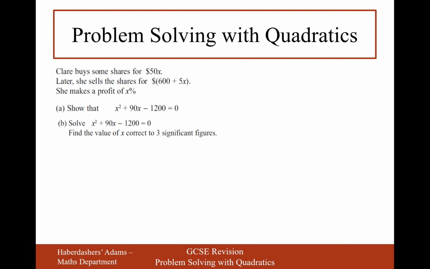Okay, so in this question here we need Claire buys some shares for $50x. Later she sells the shares for 600 plus 5x. She makes a profit of x%. Show that this quadratic equation needs to be solved. So, how are we going to get this information into a quadratic equation?